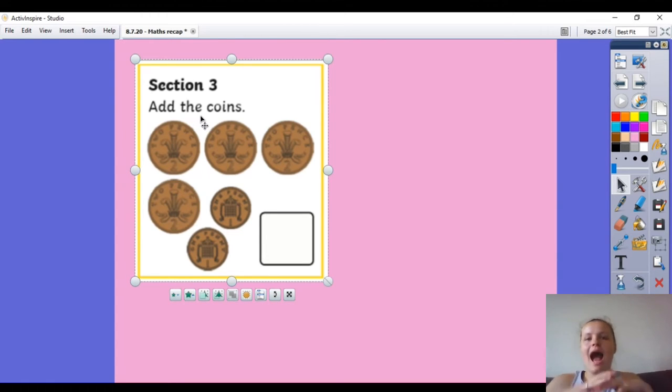So it wants to know how much money there is all together. Okay, so I'm going to give you a few seconds to try and count these coins up. Now remember, it's not 1, 2, 3, 4, 5, 6. Okay, there are 6 coins, but these coins are not worth 1. They are worth 2. So it's 1, 2, 3, 4. Okay, so off you go. Count how many you think are there now. How much money do we have all together?